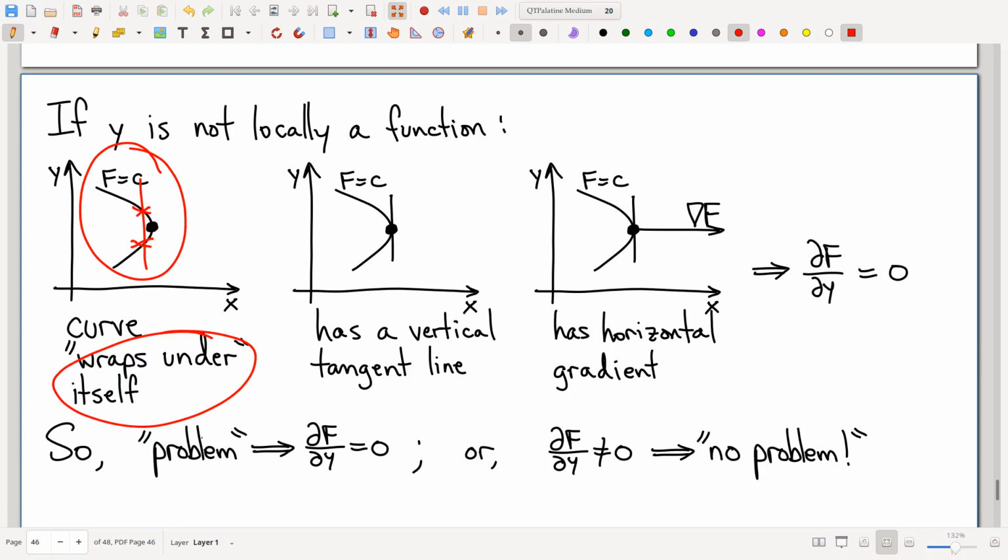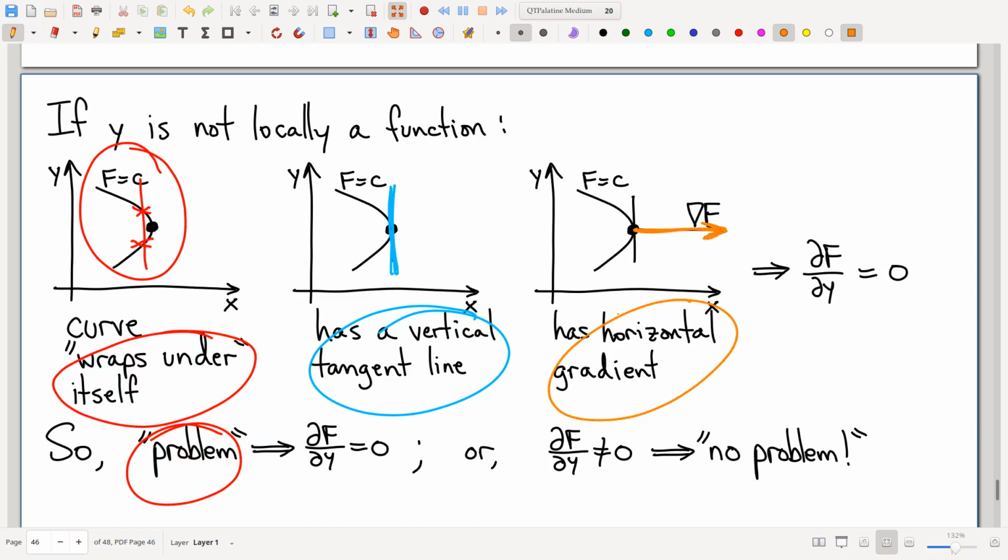I point out, by the way, that's what I'm going to call the problem. That's where all of our bad news is going to come from, is the curve is in the process, at the point in question, of wrapping under itself, in some form or another. Notice that is synonymous with a vertical tangent line to the curve. Notice I didn't say derivative. I don't assume the existence of a derivative. But I can talk about a tangent line, and I can talk about that tangent line being vertical. And that means that the level set is basically vertical there, which would mean that the gradient, being perpendicular to level sets, would have to be horizontal.